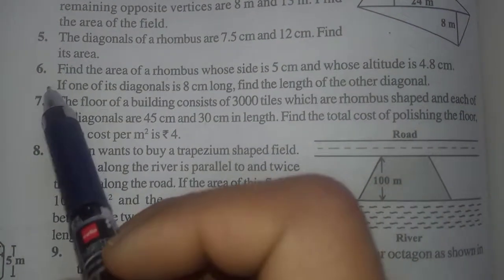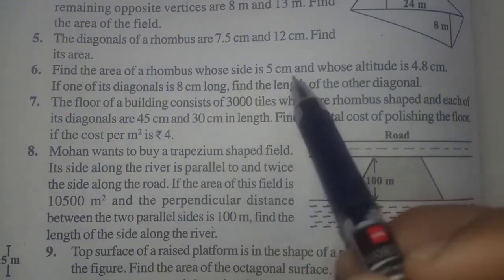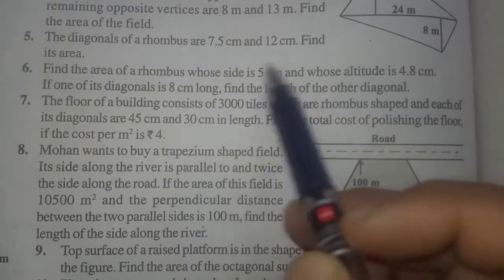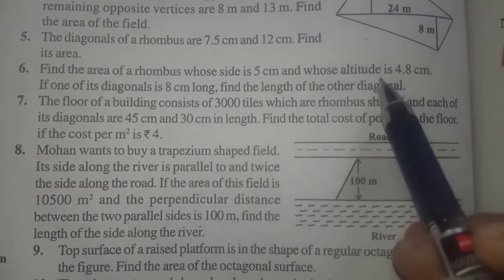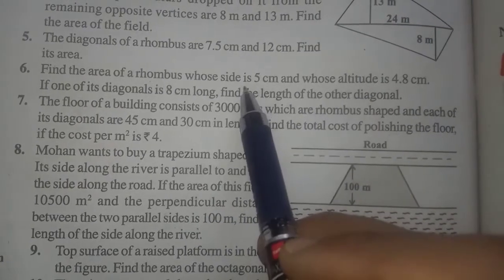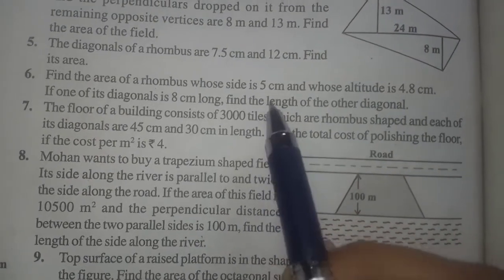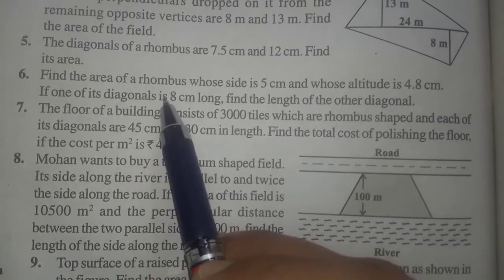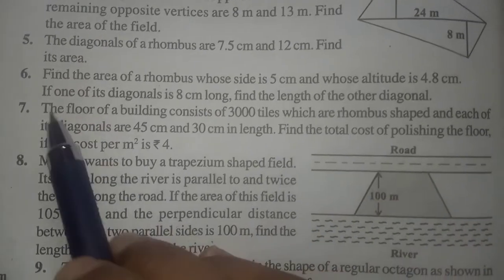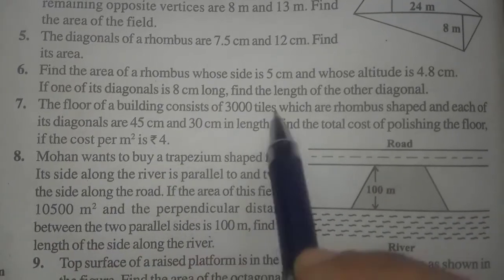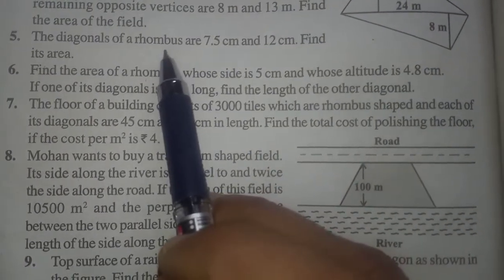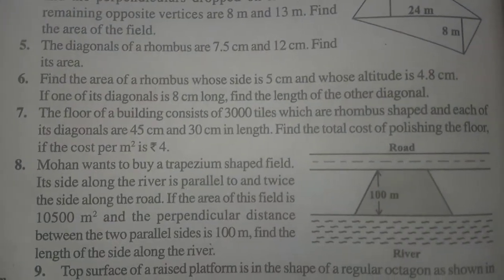Then question number 6. Find the area of a rhombus whose side is 5 cm and whose altitude is 4.8 cm. Now we have given in a rhombus one side and one altitude, and we know that rhombus is a kind of parallelogram, so we will use firstly the formula for the area of rhombus: base multiplied by height, that is equal to the area of parallelogram. And after that, if one of its diagonal is 8 cm, find the length of the other diagonal. For that, we'll use the formula which we used in question number 5. Have a look on the solution.